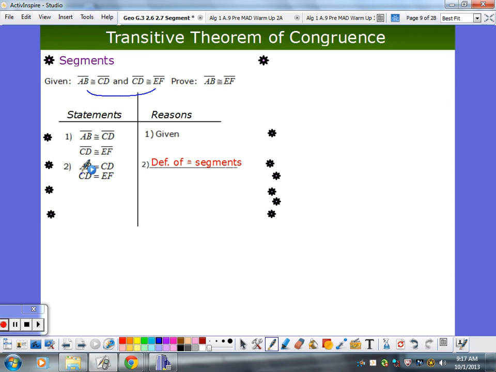Well, once I have equality, what can I do with that? Transitive property, therefore AB has to be equal to EF, their measures, by the transitive property of equality. Once I have this statement, I go back to saying, well, now I can go to congruence again. AB congruent to EF, definition of congruent segments.